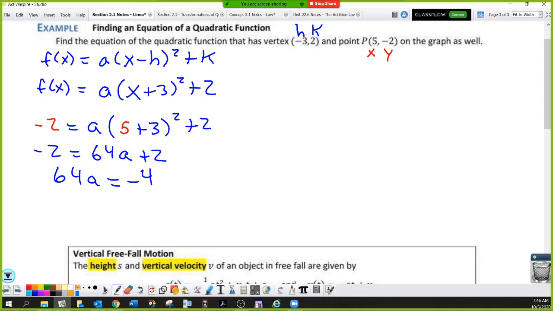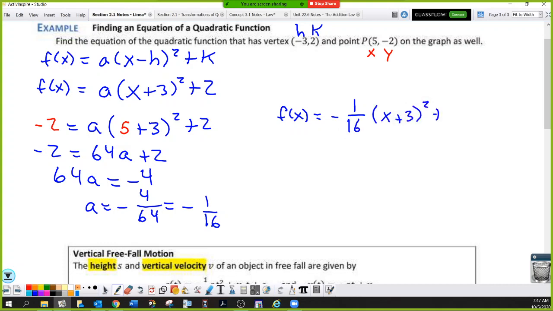Now we don't want a decimal because it's probably not pretty, but a happens to be negative. 4 over 64 reduces to 1/16, so negative 1 over 16. So we can write our answer. f of x equals negative 1 over 16 times (x plus 3) squared plus 2. Boom, there it is.